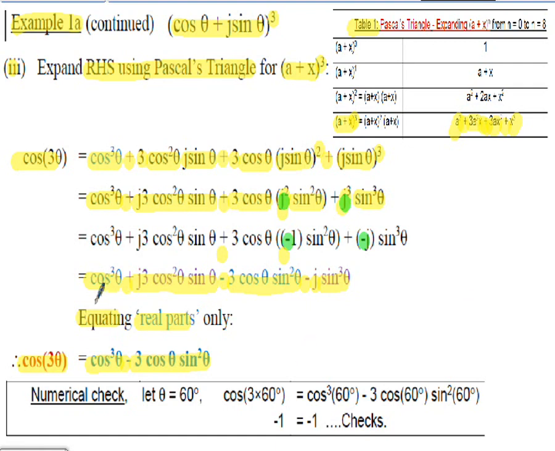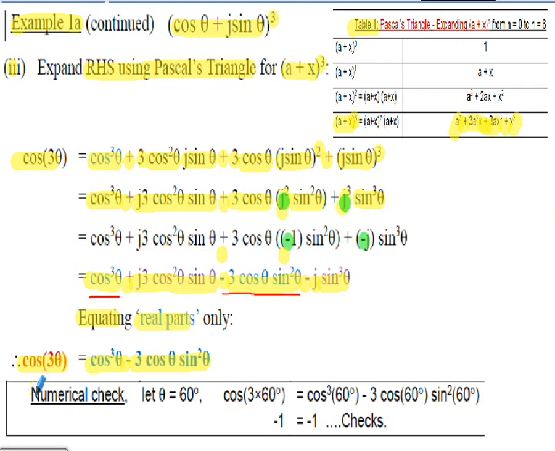So just to reinforce that, the only real parts I have in this line is this term. This is the complex part because it's associated with j. This is a real part. Notice it's negative though. Take the negative sign with you. And the last term is a complex part because that's associated with j. So the only real parts I have are cos cubed theta minus 3 cos theta sine squared theta. So there's my trigonometric identity for cos 3 theta using the above process.